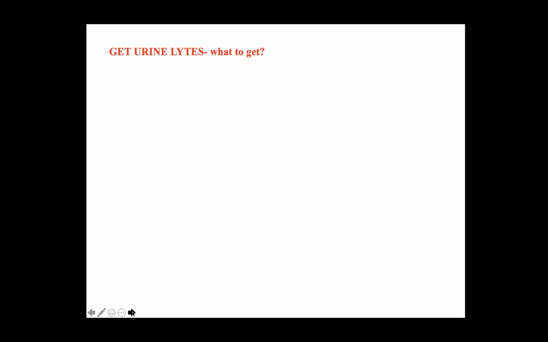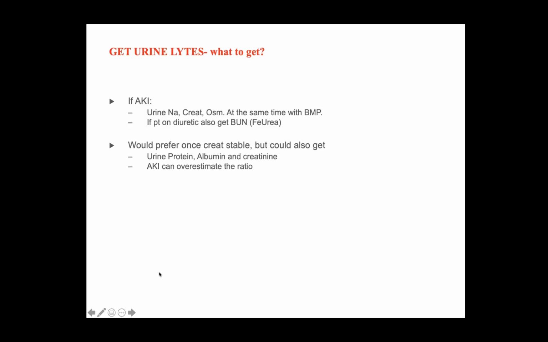So when you have to get urine lytes, what should you get? Like I said, if the AKI is not improving, then you get urine sodium. But remember, when you get urine sodium and urine osm, get it all together at the same time. If it's done a day later, it really doesn't help with interpretation. If the patient's on a diuretic, get the urine urea to calculate fractional excretion. Urine protein to creatinine ratio in AKI is ideally not recommended until the creatinine is stable, because if they have ATN, they could leak protein from the tubules.